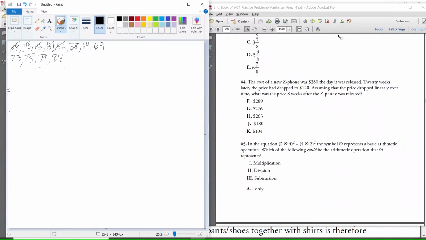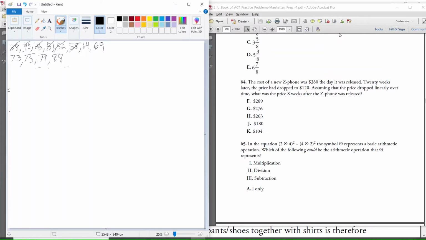64. The cost of a new Z phone. Oh, isn't that clever? Z phone instead of iPhone, so they don't get sued by Apple. The cost of a new Z phone was $380 the day it was released. 20 weeks later, the price had dropped to $120. Assuming that the price drops linearly over time, what was the price 8 weeks after the Z phone was released?